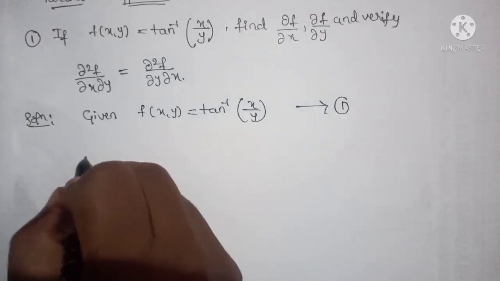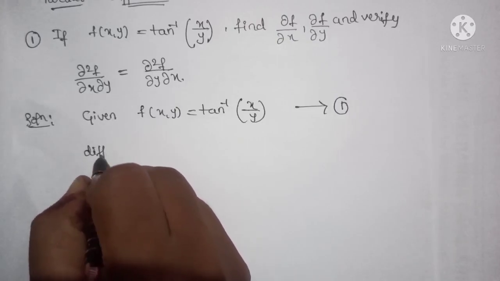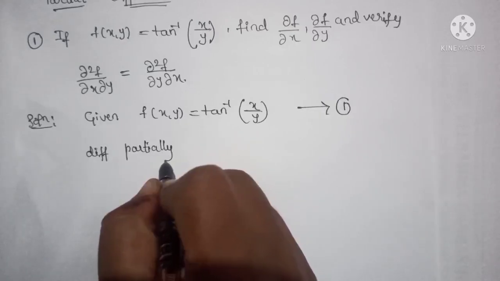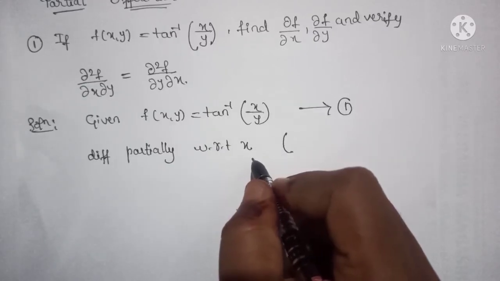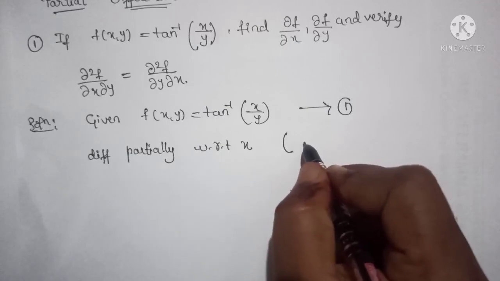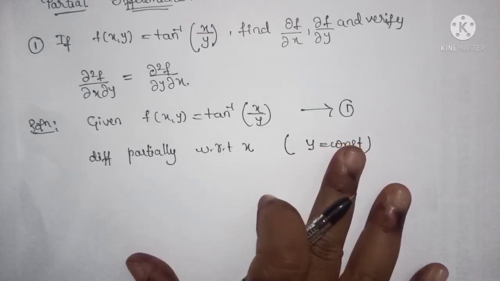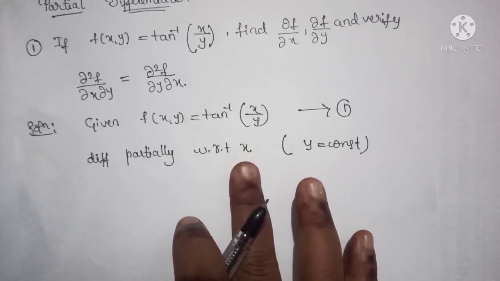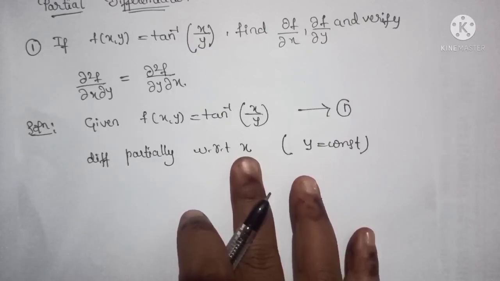So differentiating partially with respect to x, I will write here differentiate partially with respect to x. While partially differentiating with respect to x, we need to treat y as a constant, right? So you must remember this in your mind, that while differentiating partially with respect to one variable, we need to treat another variable as a constant.